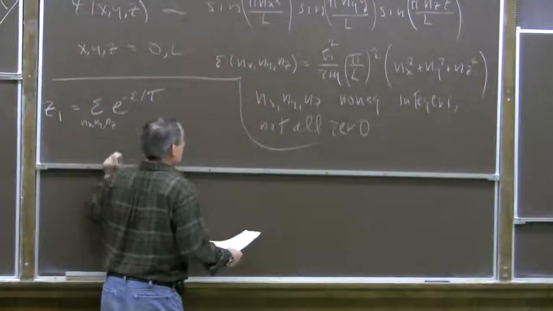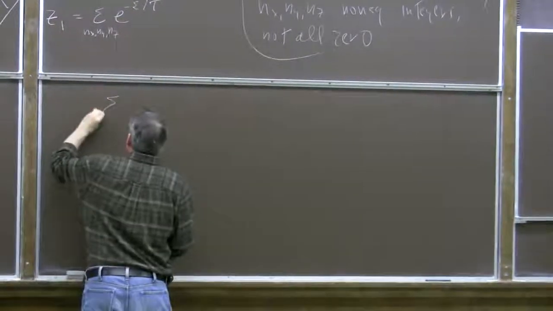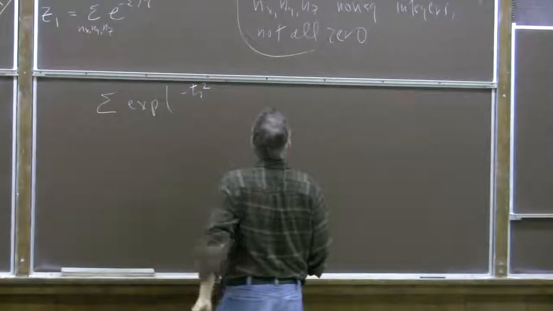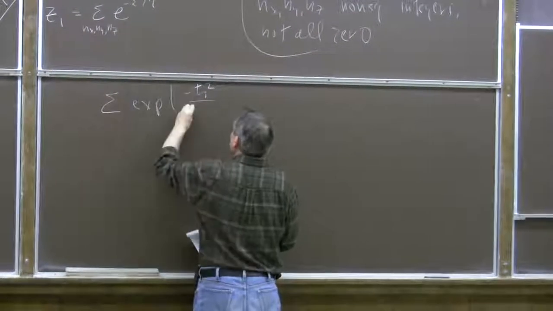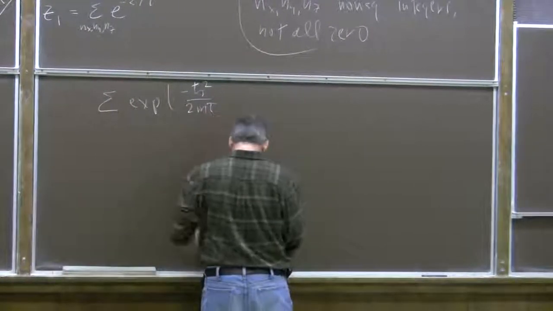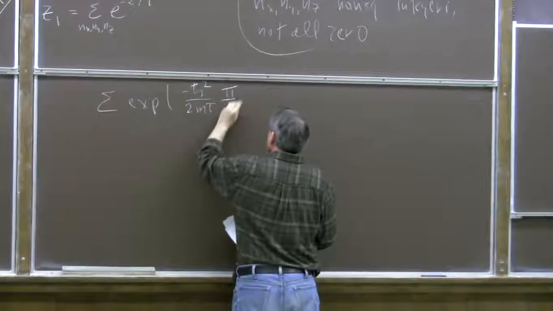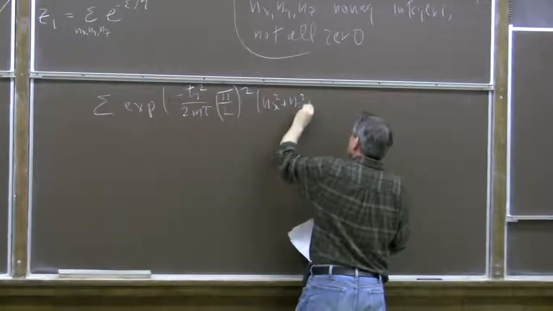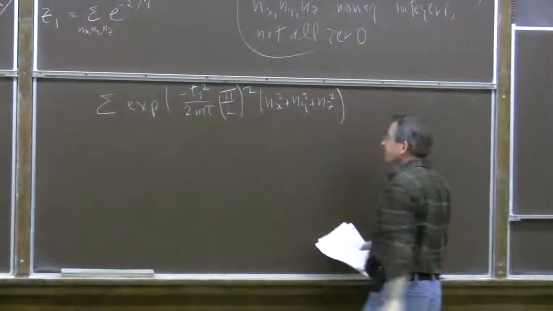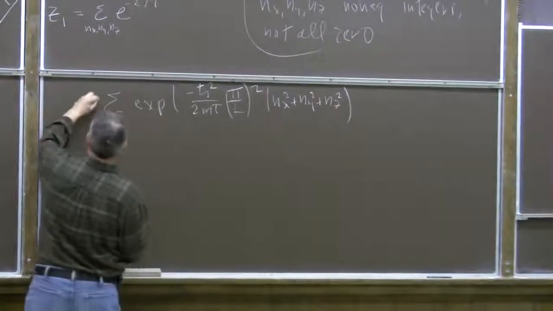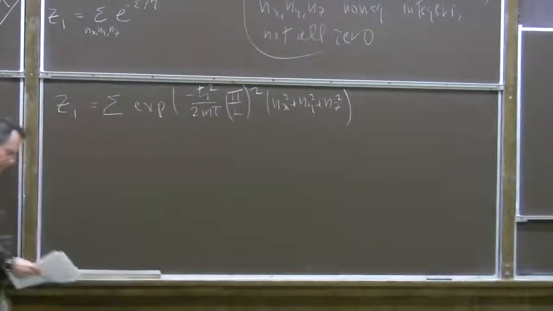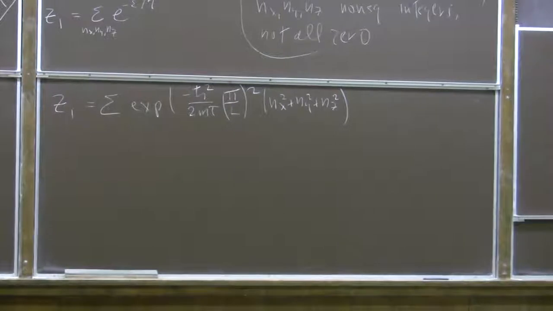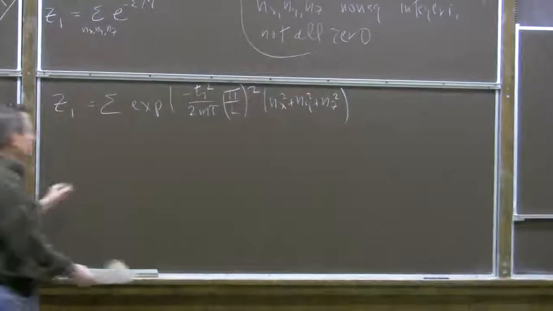So just to substitute in and write out explicitly what it is, we're doing a sum of the exponential of minus ħ squared divided by 2m, and let's remember I'm dividing by tau in the Boltzmann factor as well, so I'll put the tau there, times π over L squared times n_x squared plus n_y squared plus n_z squared. Now we're not going to evaluate this expression exactly, at least not for now. We're going to make an approximation.